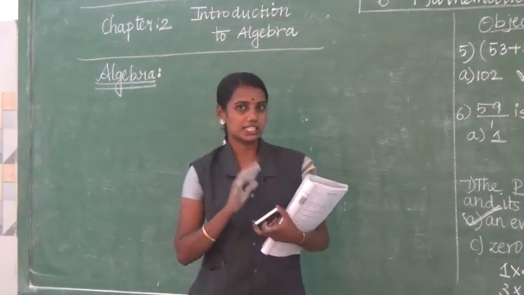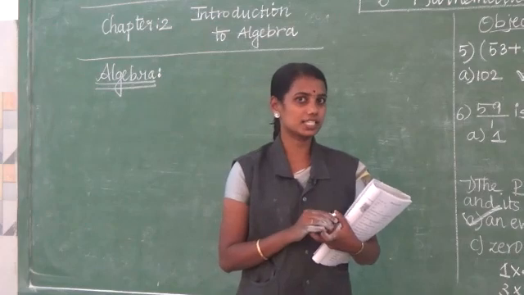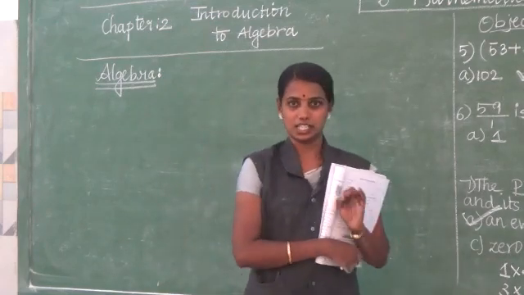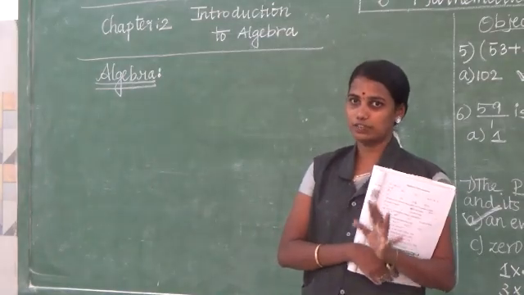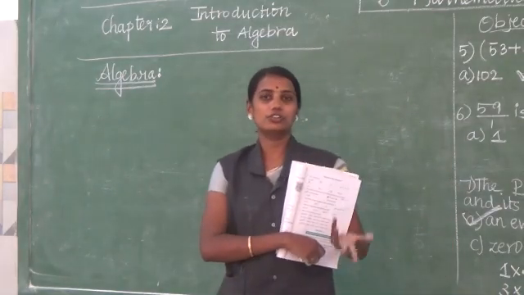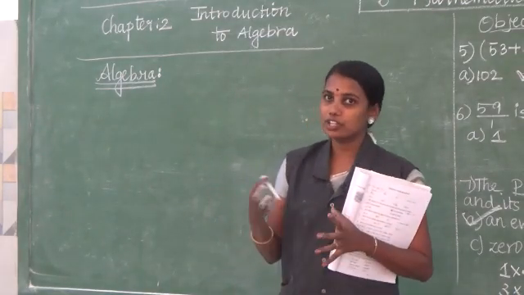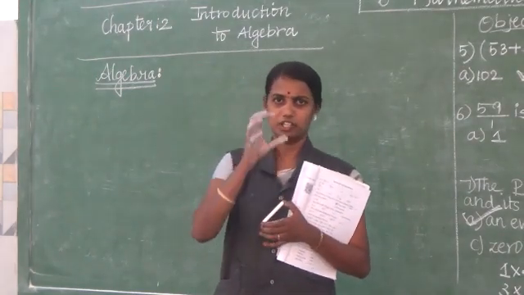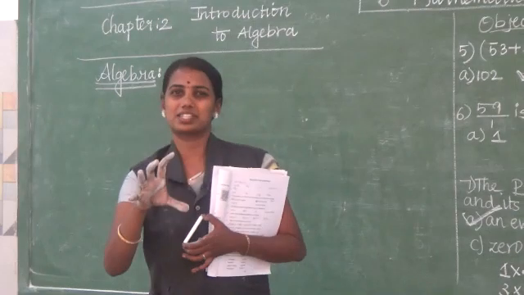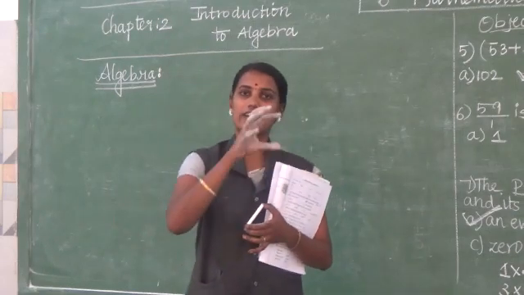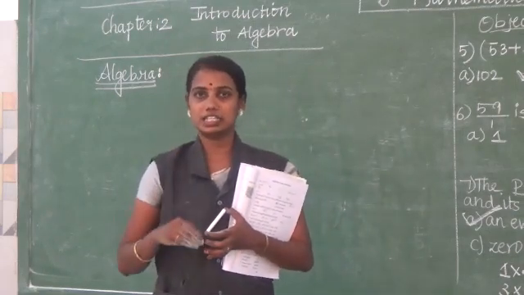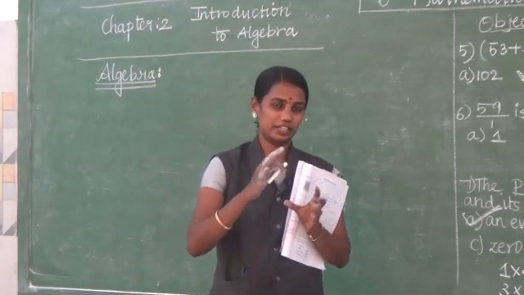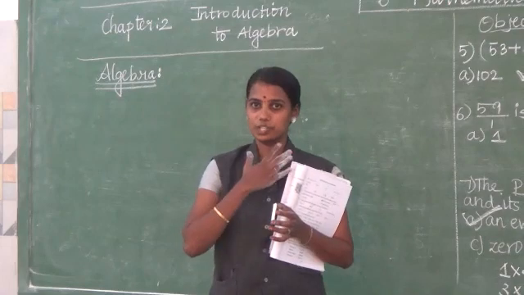The total cost is 10 rupees. You know the pen costs 7 rupees, but you don't know the pencil cost. What will you do? You will subtract. Total is 10, 10 minus 7 is 3. So you find the pencil cost: 3 rupees. The pencil cost was the unknown quantity.